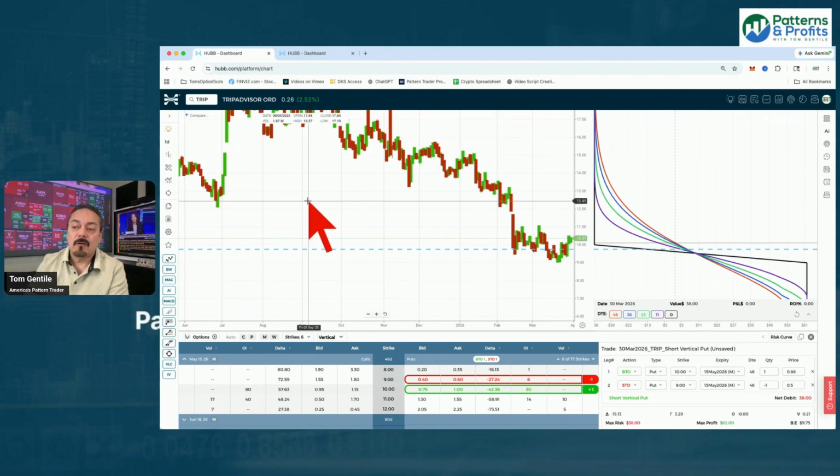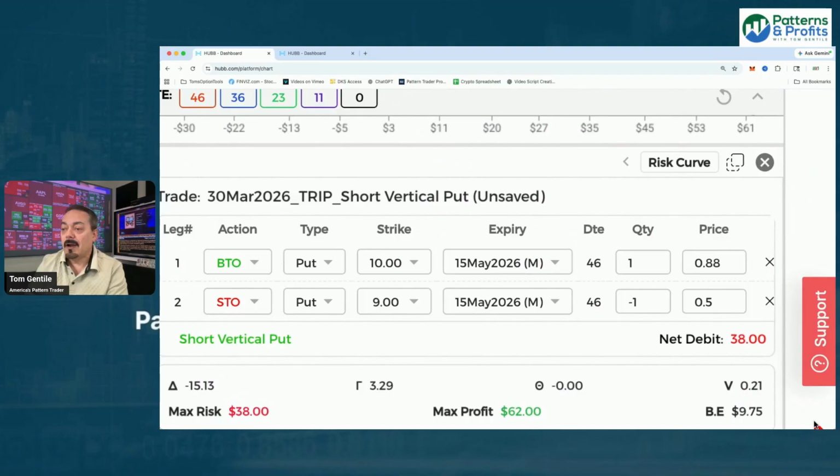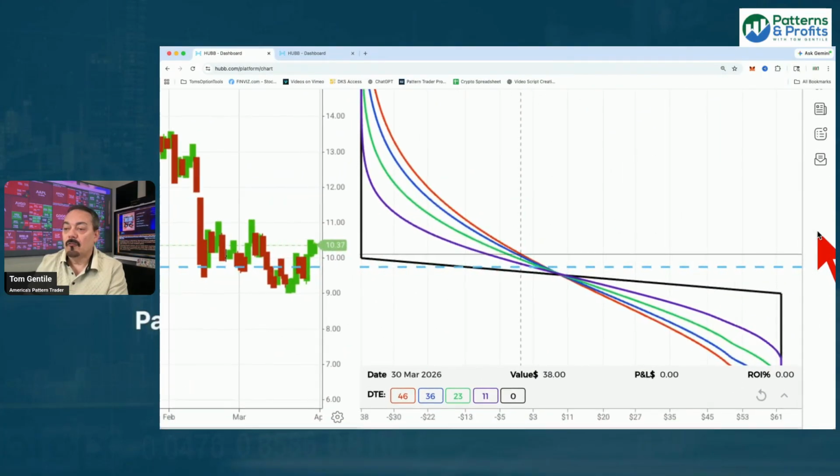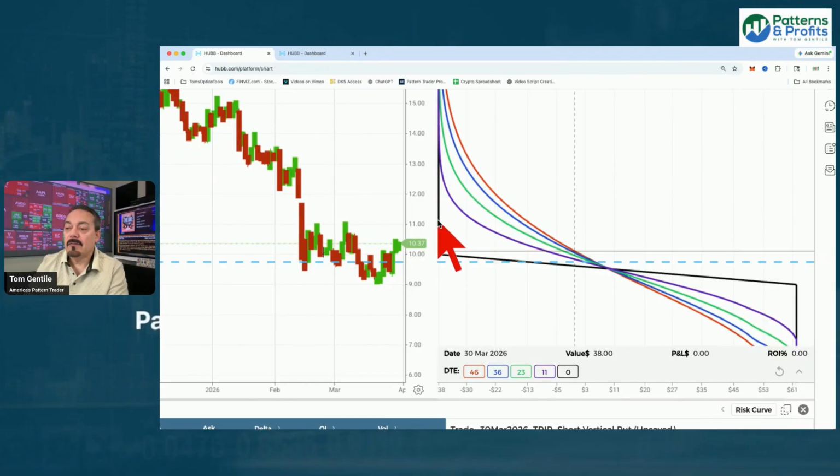I've got the chart in front of me. I've got the option strategy right here in front of me. I've got the details of that strategy down here in the lower right-hand corner, and in the upper right-hand corner, I've got my risk graph, which shows me exactly where that option is, theoretically, the profit and loss are going to be relative to the price of the stock.